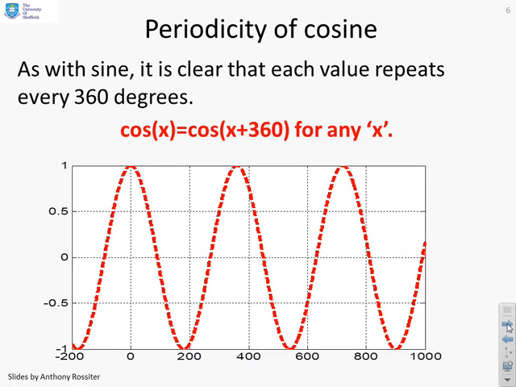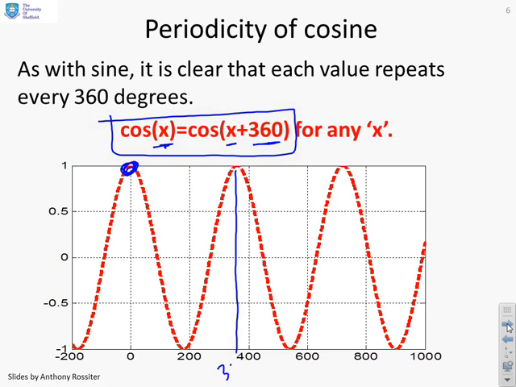So what about periodicity? Well, it was proved in the previous video that values repeat every 360 degrees, so cos x must be the same as cos of x plus 360. So for example, if I take x equals 0, I get 1. If I go all the way up to 360 degrees, I get 1. If I go all the way up to 720 degrees, I get 1. So you can see there's a repetition every 360 degrees.